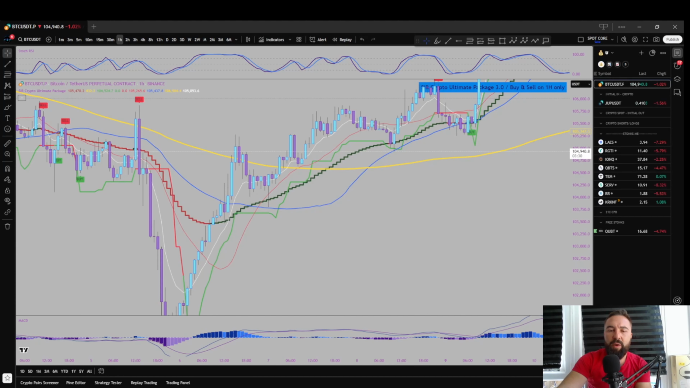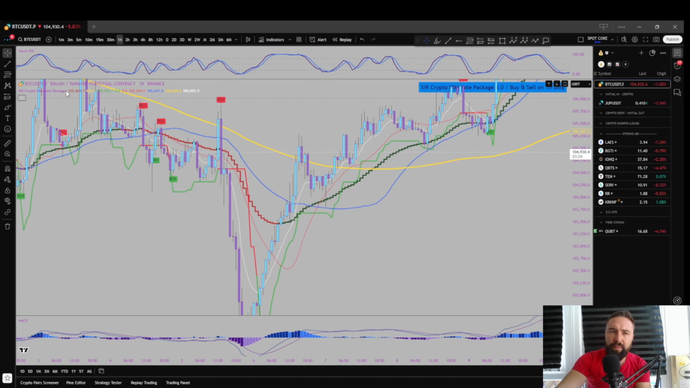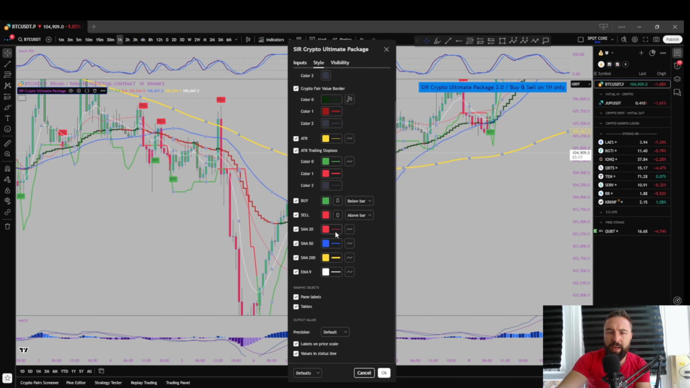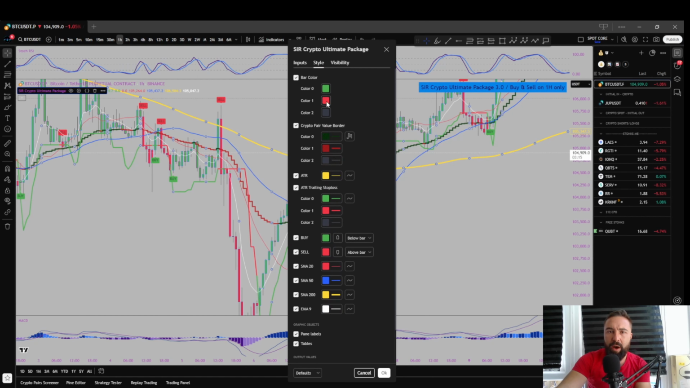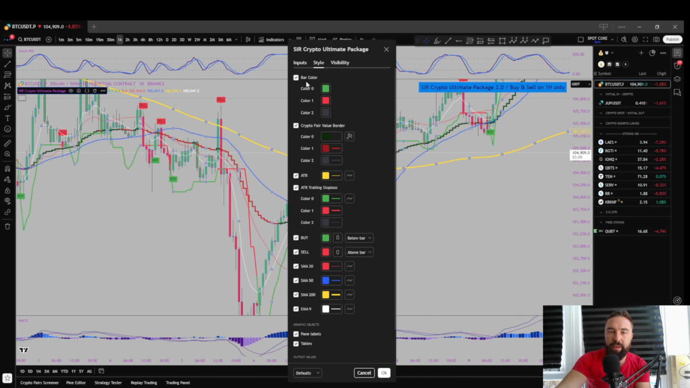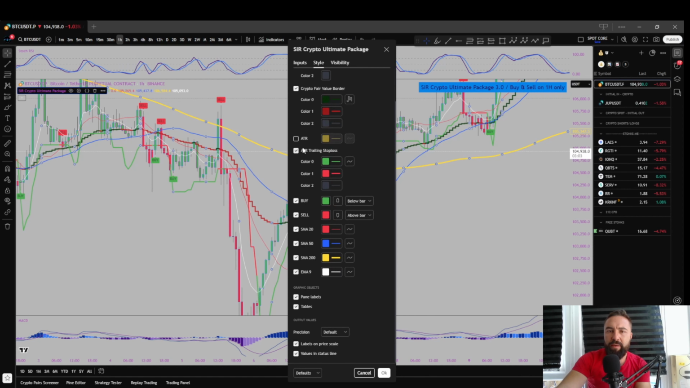Right, so this one is mostly for the leverage traders, okay? So when you get the indicator, what you can do is go to the settings, okay? And in the settings, most likely you should have everything ticked on in the style and in the input. If not, what really interests you is you want to have this one on, that one on. You can switch off the ATR. It's not necessary for that.